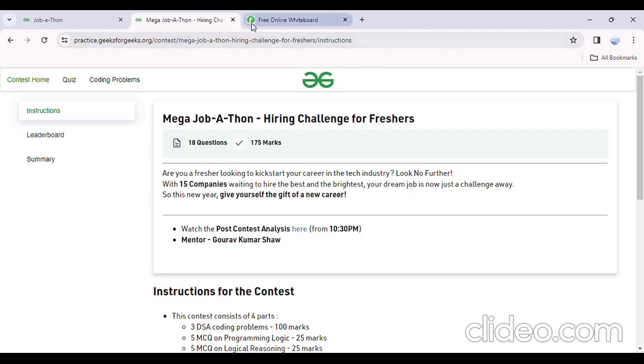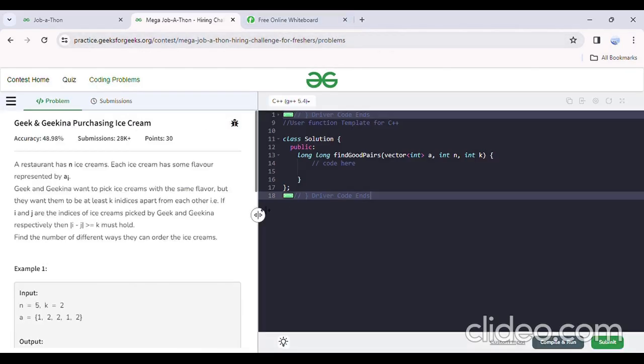That question is like Geek and Geekina purchasing an ice cream. A restaurant has n ice creams. Each ice cream has some flavor represented by A of I. Geek and Geekina want to pick ice creams with the same flavor, but they want them to be at least k indices apart from each other.